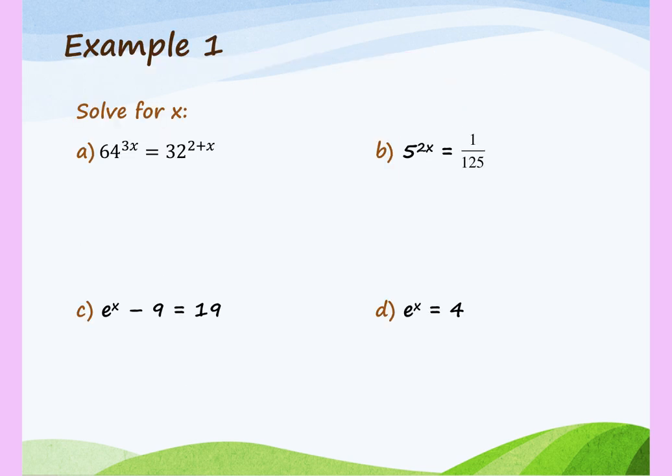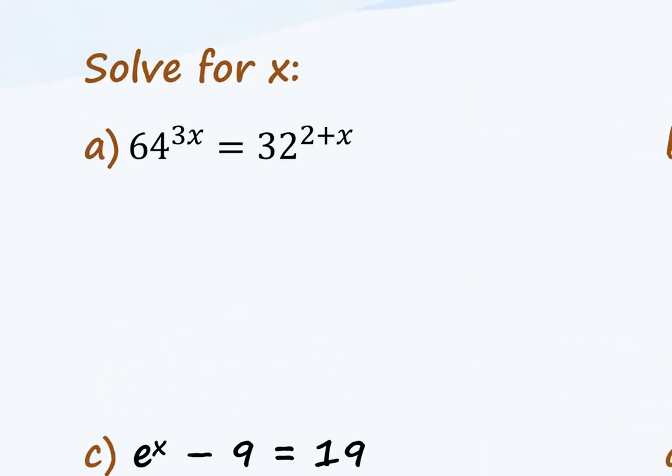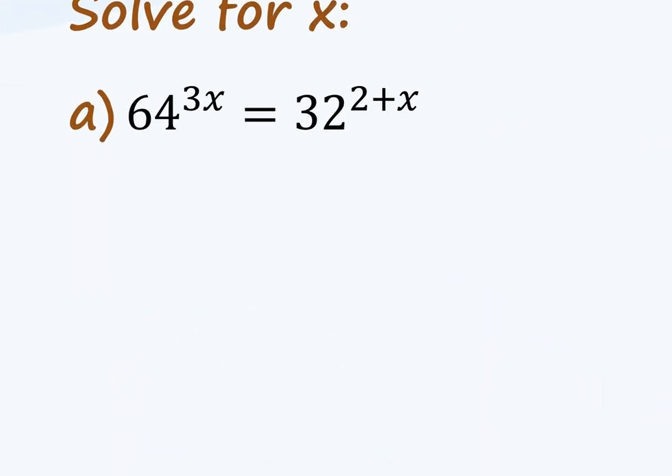All right, so here's what they look like. Notice, again, everything on this slide does not have a log or an ln in the beginning, which means these are our exponential functions. So the first thing we're going to try to do is see if we can give something with the same base. So when you look at A, 64 and 32 are both powers of 2. 32 is 2 to the 5th raised to the 2 plus x, and 64 is 2 to the 6th raised to the 3x.